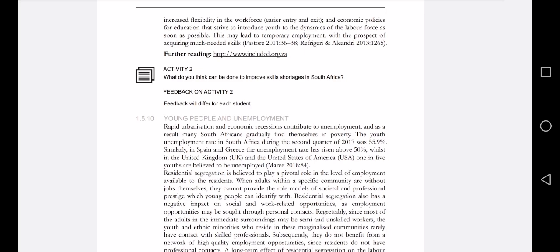Activity 2. What do you think can be done to improve skills shortages in South Africa? Feedback will differ for each student.